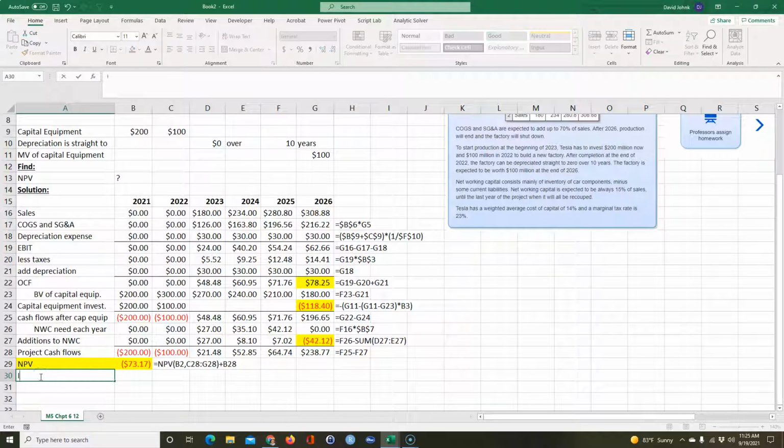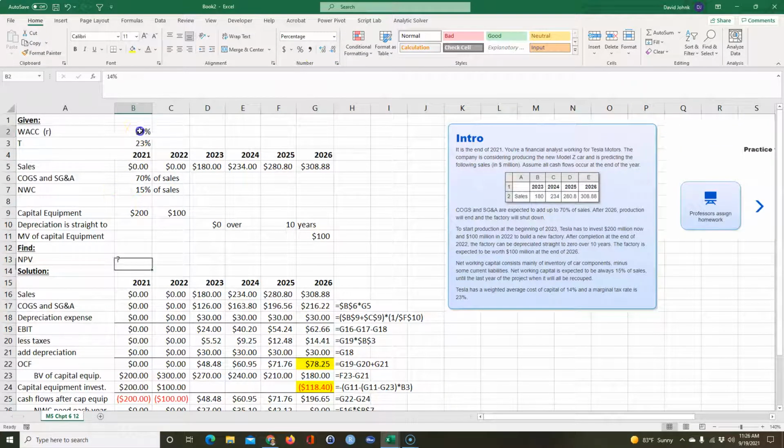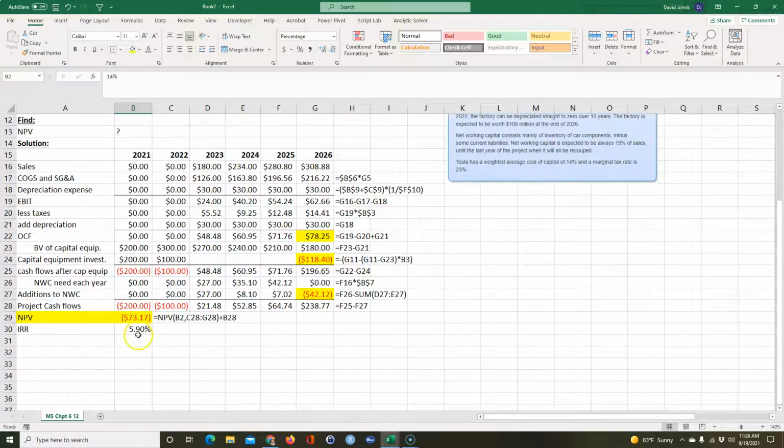Another thing we could do is the internal rate of return, right? We can go equals IRR, and that way you do all of them, and that's 6%. And you can compare that internal rate of return to how much it costs us to borrow our money, and it costs 14% to borrow money. The project only made 5.9%. So that also would tell you don't do the project, right? So that's kind of a bonus.